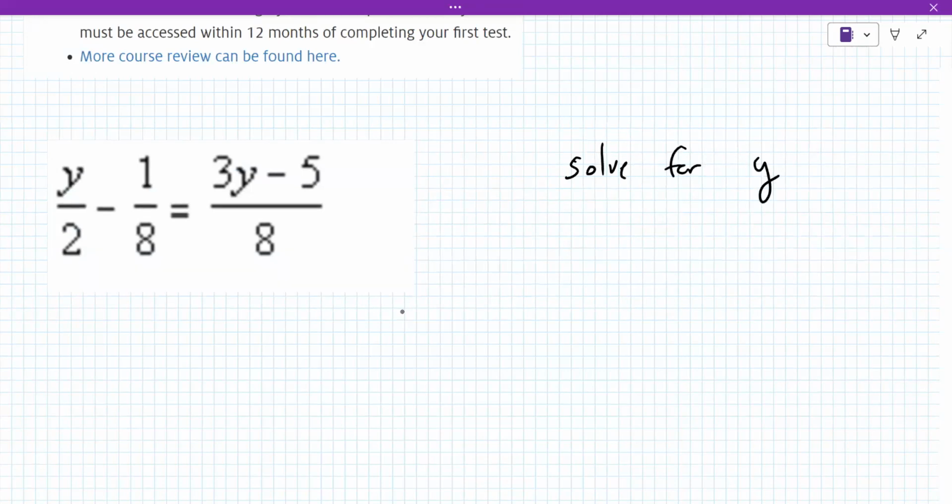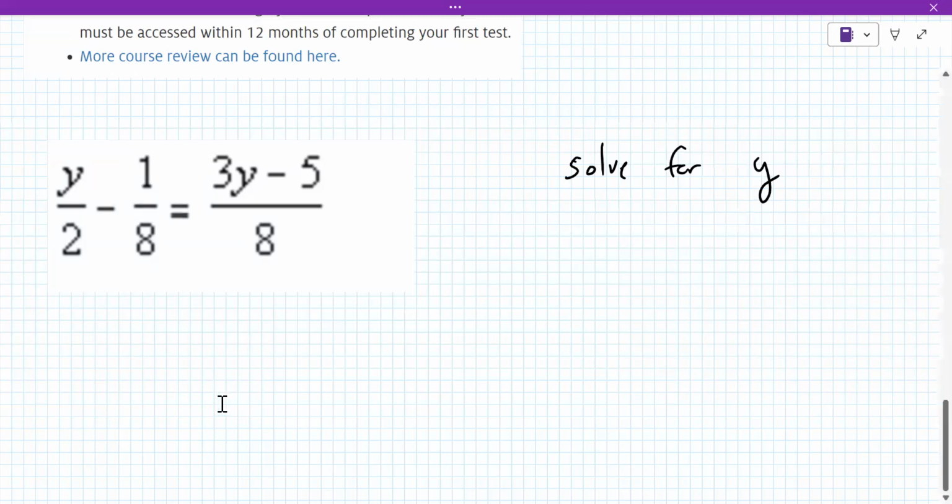Okay. And there is only one variable. So the goal would be to move them all to one side and then get everything else on the other. So how do you think we should start here? What would you recommend?